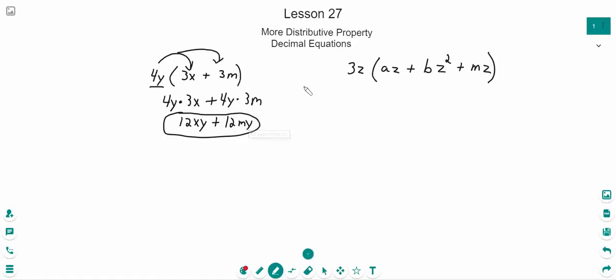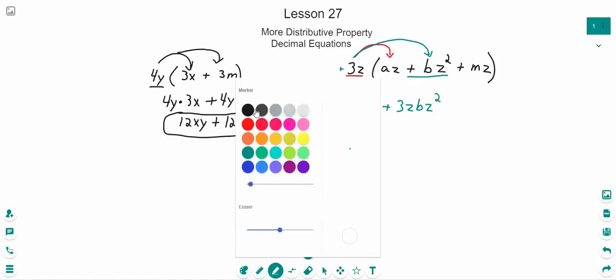To do that, again, we're just taking this 3z. It's all revolving around this factor on the outside. We're going to start by multiplying that through by the az. So I have the 3z times the az. And then I'm going to take that same 3z and multiply it by the next term, which is this positive bz squared. A positive times a positive is going to give me a positive. And then I have the 3z being multiplied by the bz squared.